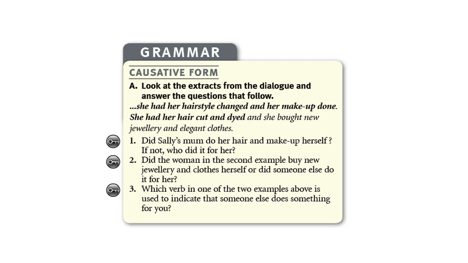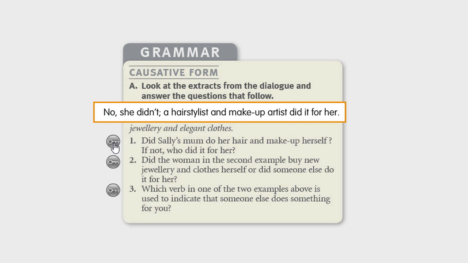Grammar. Causative form. الصيغة السببية. Look at the extracts from the dialogue and answer the questions that follow. She had her hairstyle changed and her makeup done. She had her hair cut and she bought new jewelry and elegant clothes. Did Sally's mom do her hair and makeup herself? If not, who did it for her? No, she didn't. A hairstylist and makeup artist did it for her.